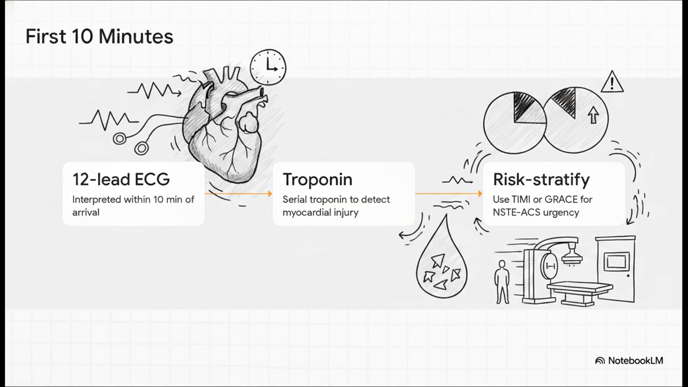Second, draw serial troponins. And third, if they fall into the non-ST elevation ACS category, you need to immediately risk stratify them using a TIMI or GRACE score. Basically, a TIMI score of 3 or higher or a GRACE score over 140 flags them for an early invasive strategy. You're using these scores to figure out exactly how fast you need to get them to the cath lab.